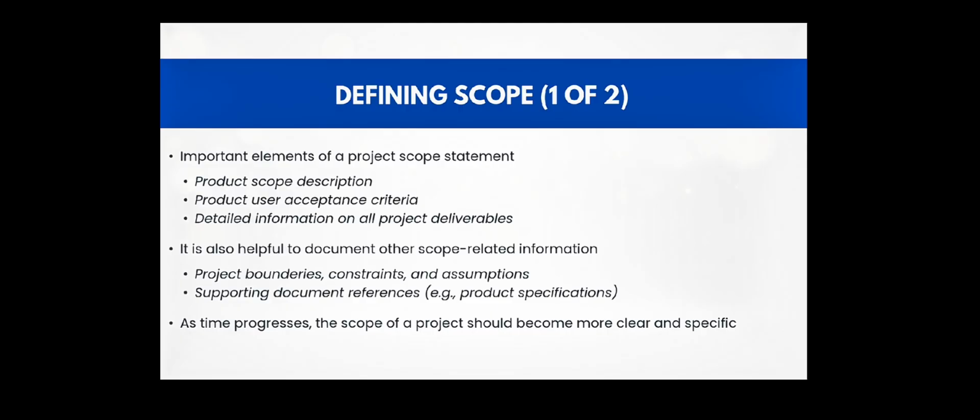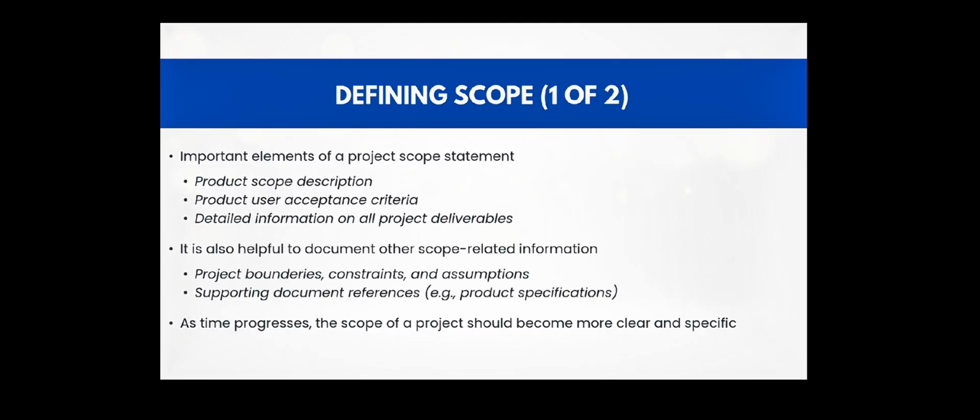Second is product user acceptance criteria. Product user acceptance criteria are the specific requirements that a product or feature must meet for the user to say, yes, this is good enough to use. Think of it like a checklist of what must work correctly before a customer will accept the final product.